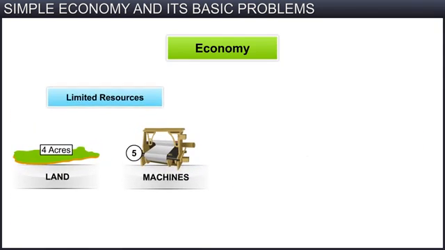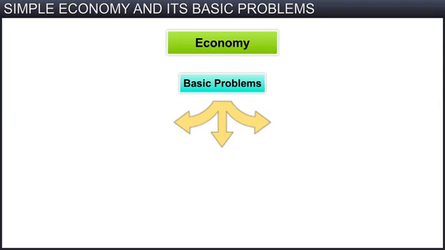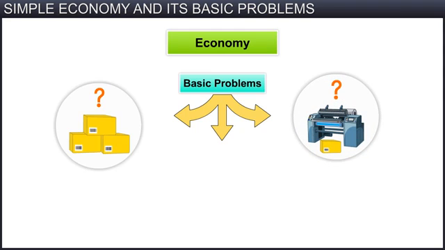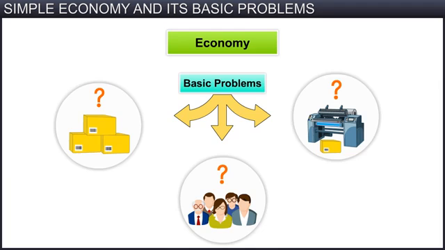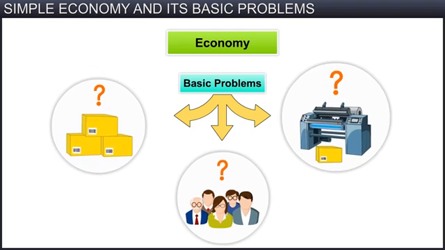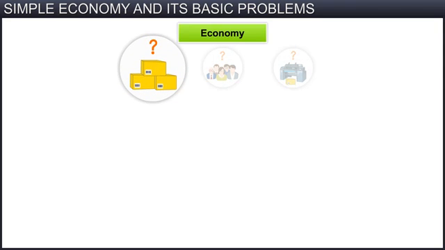Thus, due to the limited resources and unlimited wants, another economic problem of choice arises. The basic problems of an economy are therefore related to what to produce and in what quantities, how to produce these goods, and for whom to produce these goods. Let us now look at each of these economic problems in detail. We will first start with the problem of what to produce and in what quantities.